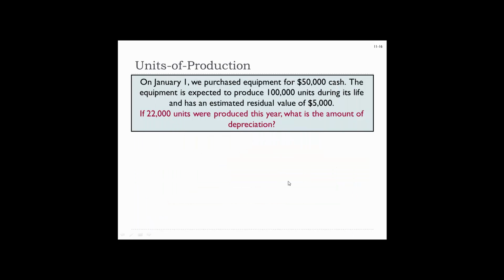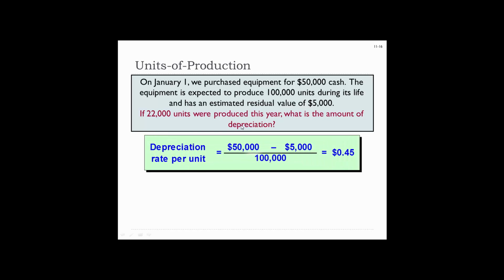Okay, now we purchased equipment for $50,000. We expect to produce 100,000 units, and it has an estimated residual value. So instead of 5 years, we're doing units, right? If 22,000 units were produced in year 1, what would be the depreciation?